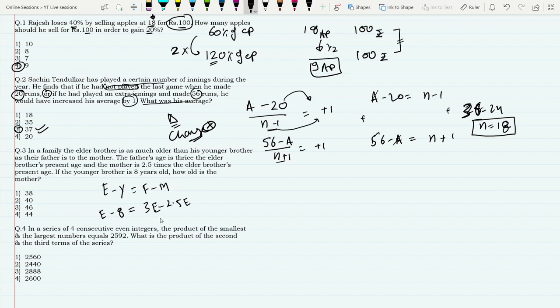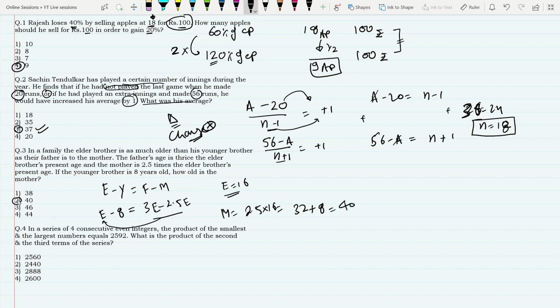Observe, simple question. This becomes 0.5. You move 0.5 to the opposite side. Subtract 0.5. E is equal to 8. So E must be equal to 16. Elder brother today is 16 years old. How old is the mother? 2.5 times 16 is 2 times 16, 32, plus half of 16, 8. So mother today should be 40 years old.